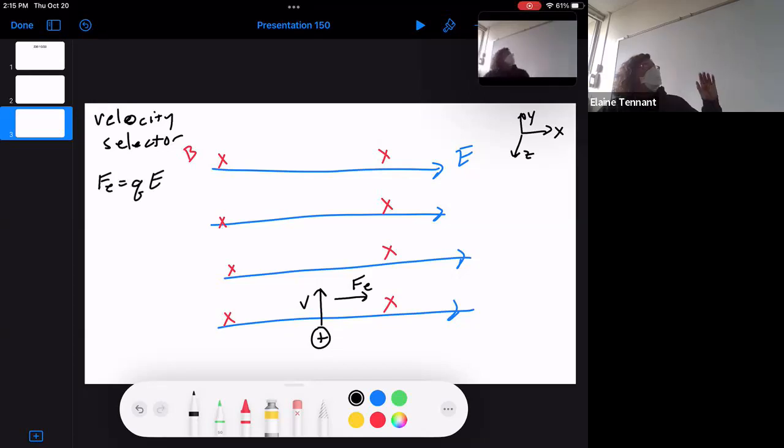Okay. It's also going to experience a magnetic force because it's a charged particle with some velocity in a magnetic field. Which way is the magnetic force going to be in? Perfect. Excellent job. In the opposite direction, where this is QV cross B.